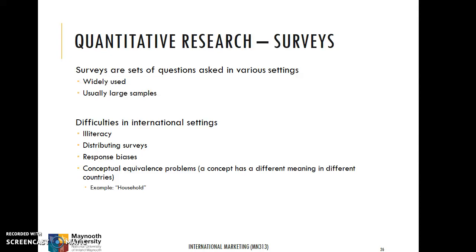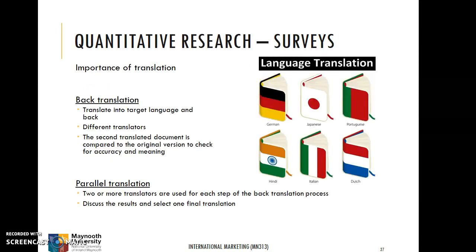When you use examples like household, what exactly does that mean in Australia versus parts of Africa? Does it vary, and when it does vary, what does that come across as? Very important in terms of surveys is the importance of translation. When we take a look at translation, you can refer to the journal online in relation to this.